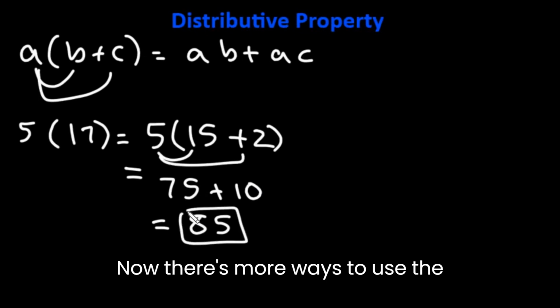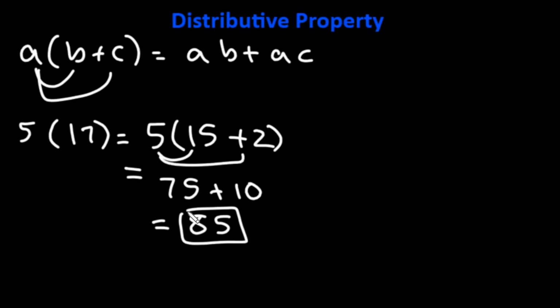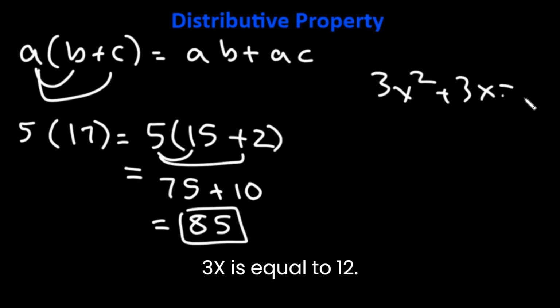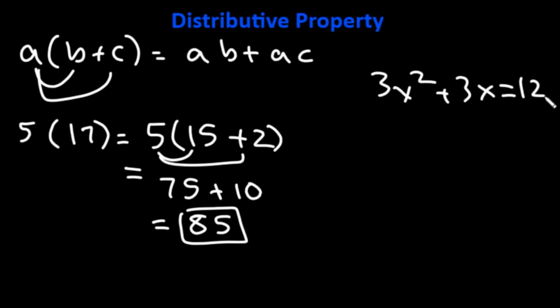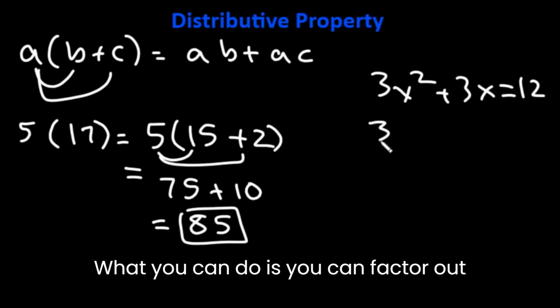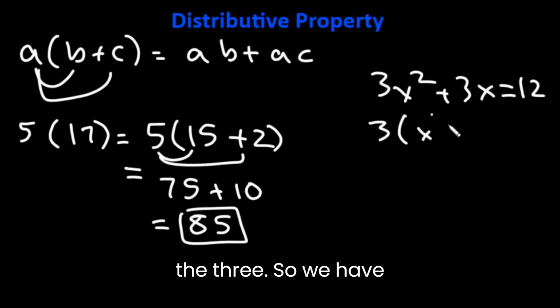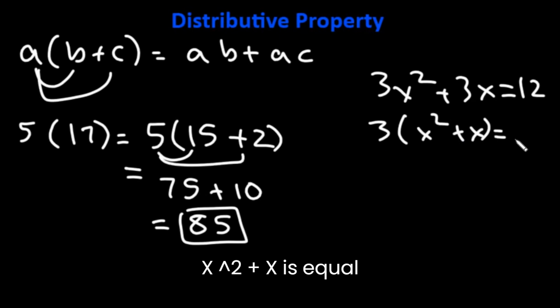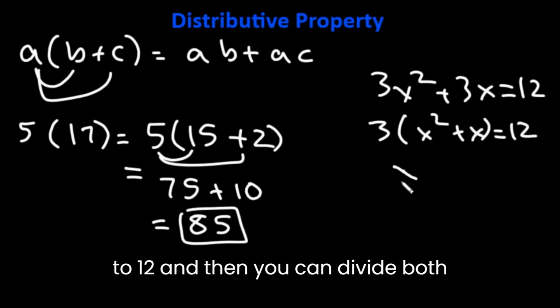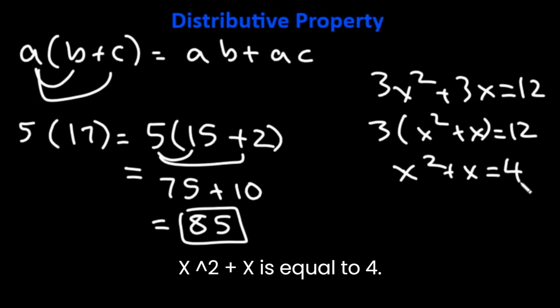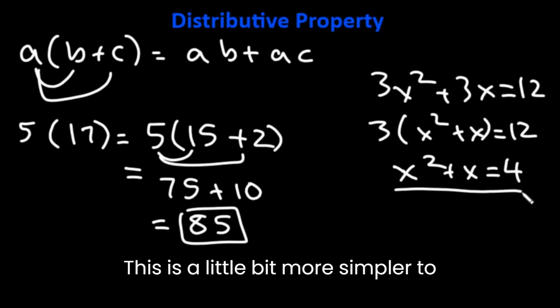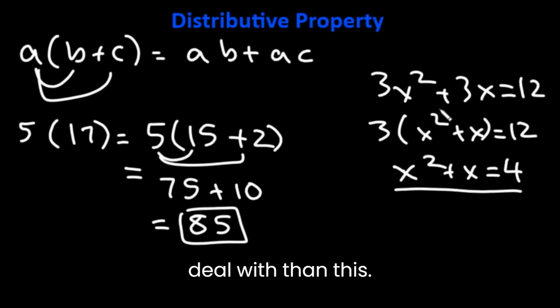Now there's more ways to use the distributive property. So let's say you have 3x squared plus 3x is equal to 12. And let's say you're trying to find what x is. What you can do is factor out the 3, so we have x squared plus x is equal to 12, and then you can divide both sides by 3. So x squared plus x is equal to 4. This is a little bit simpler to deal with than this.